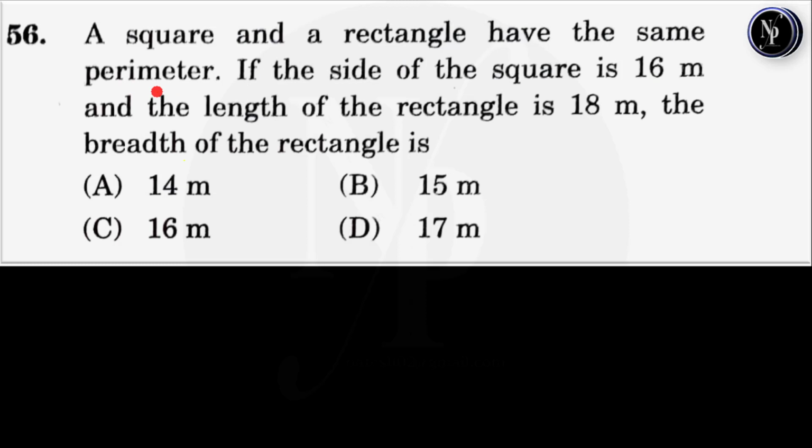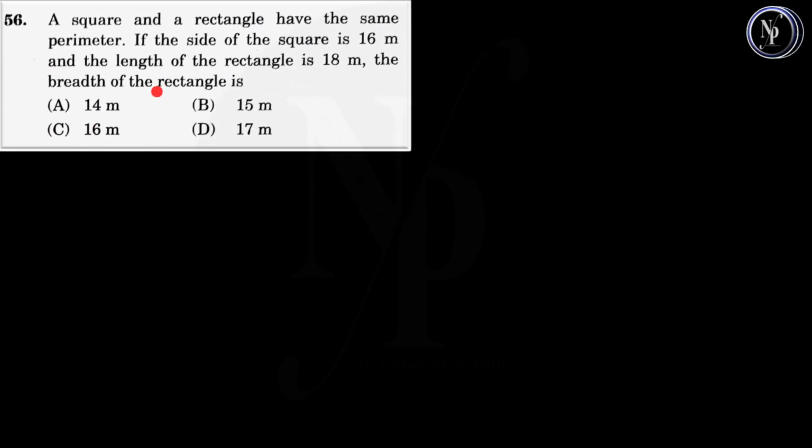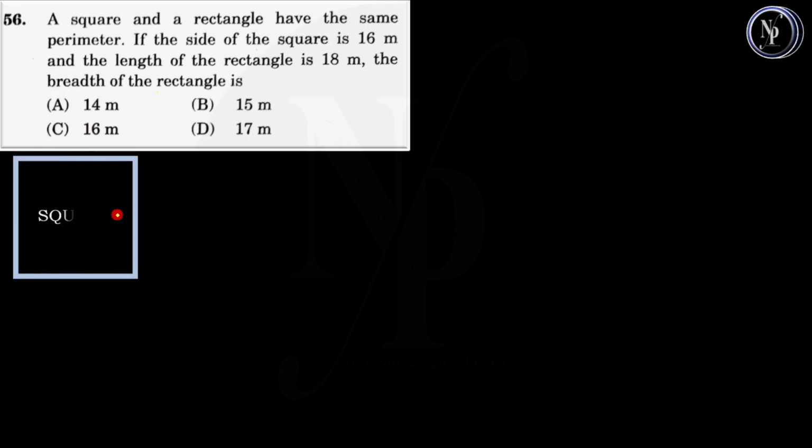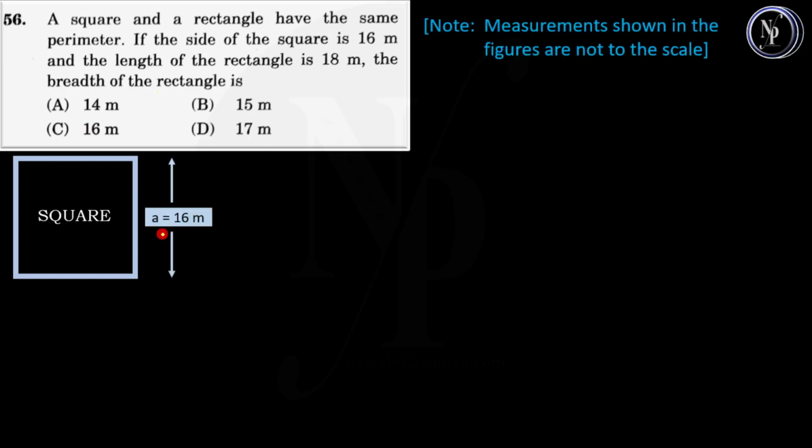To find the breadth of the rectangle, let us find the perimeters of both the square and the rectangle, and then we equate them. Let us consider a square whose side measures 16 meters. Please note here that measurements shown in the figures are not to scale. These figures are used just for representation.